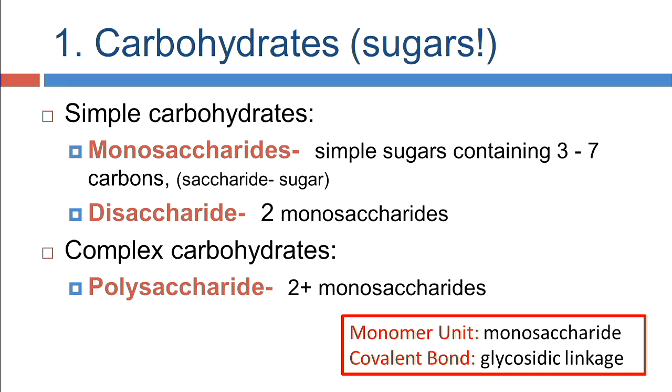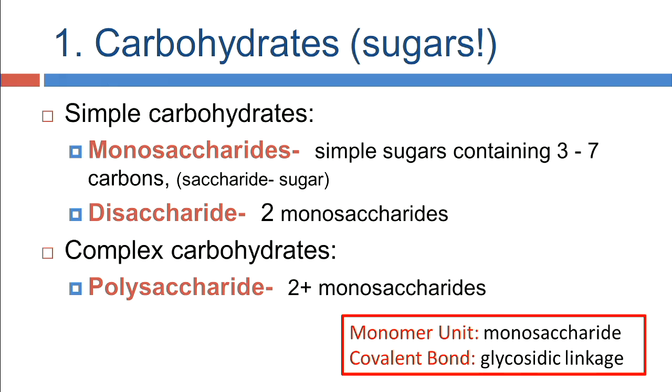So your monomer unit for your carbs is a monosaccharide. Saccharide means sugar. So this is a monosaccharide. It's a simple sugar. What defines it as that little unit is that it has 3 to 7 carbons in it. And it's going to have a carbonyl group. So anywhere from 3 to 7. Beyond that, we don't have any monosaccharide structures. We don't get bigger than 7 carbons. And an example of a monosaccharide would be glucose.